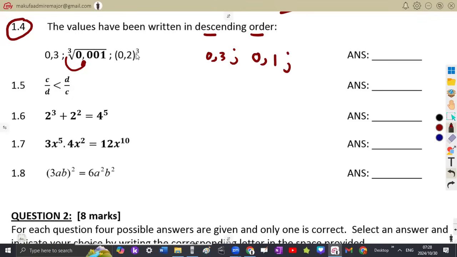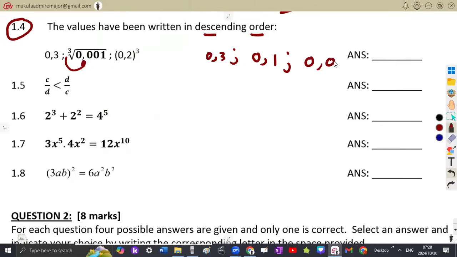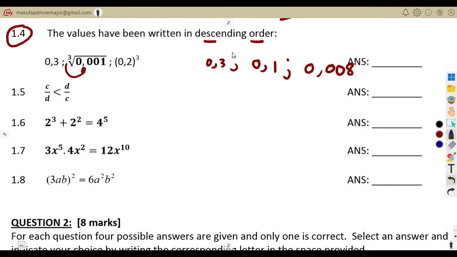Then what about 0.2 raised to the exponent of 3? We're going to do the same thing. 0.2 cubed is 1/125 as a decimal, that is 0.008. So we can now compare the decimals that we are given.